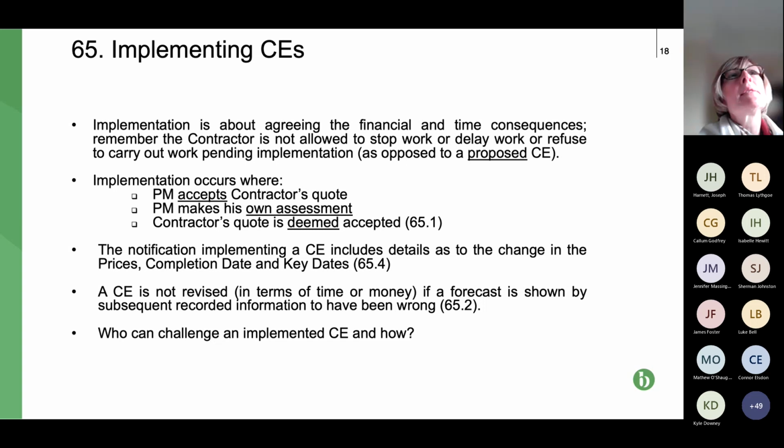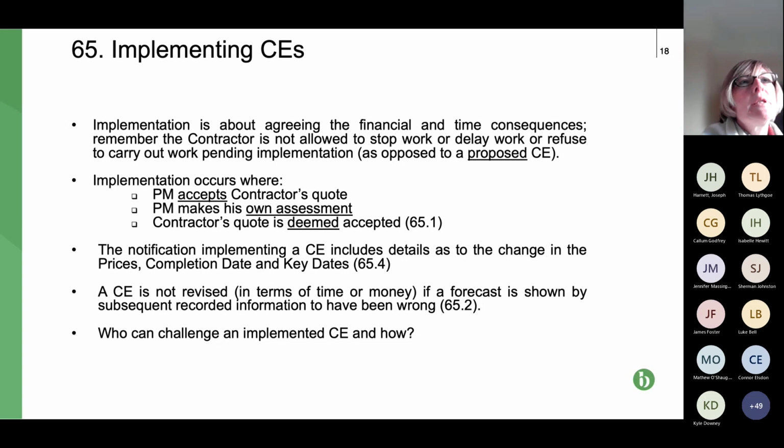So in my mind, I always think of the option A contract where you have the activity schedule, and the implementation of the CE is effectively where the extra money gets put into the activity schedule, which then means that once the work's completed, the contractor can claim it in its interim application. So that's what implementation is about. It's not about actually physically doing the work, which should be ongoing.